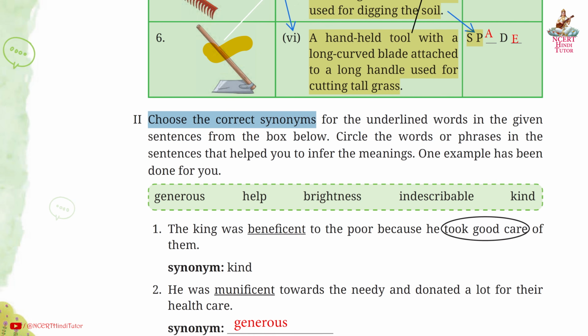Second, choose the correct synonyms for the underlined words in the given sentences from the box below. Circle the words or phrases in the sentences that helped you to infer the meanings. One example has been done for you.